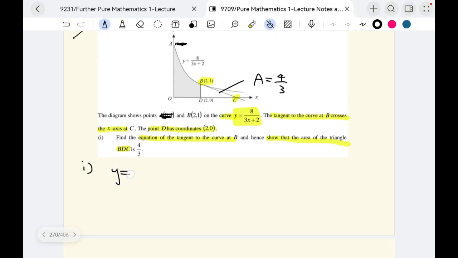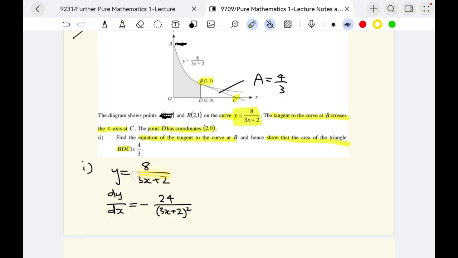Grab the equation of the curve. Then you take the derivative, dy/dx, or differentiate it, which you will get negative 24 over (3x plus 2) squared. Why? Because the function is in the denominator, its power is negative 1, so you must put a negative in front. Why is it 24? Because 8 times 3, because 3 is the derivative of the inside function here.